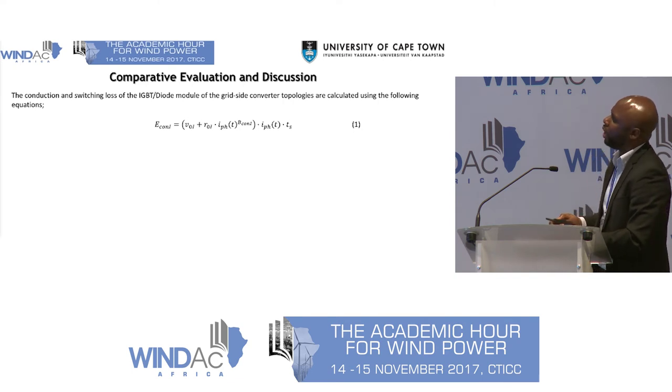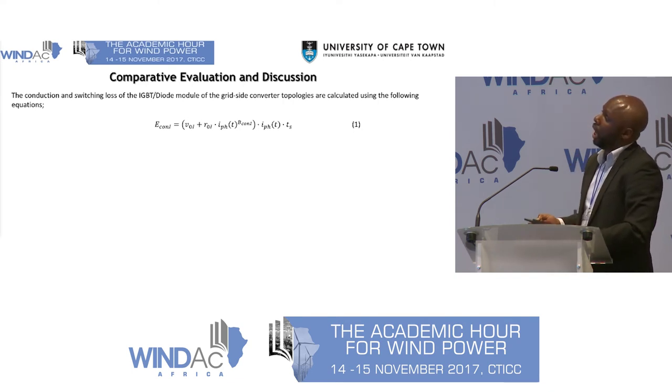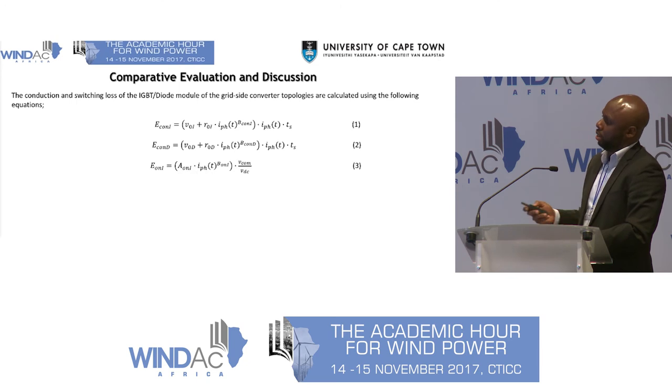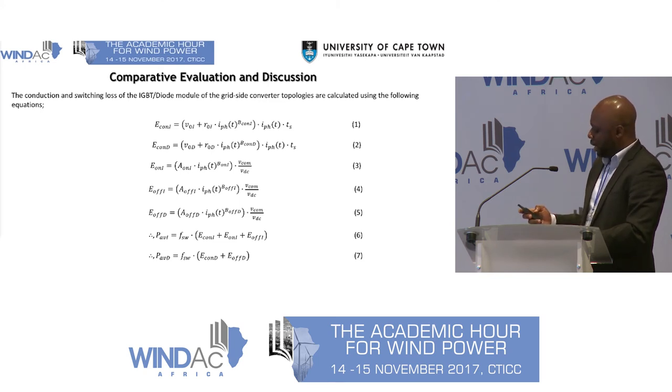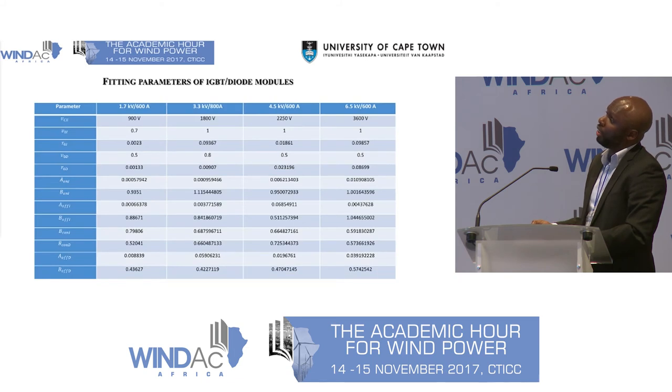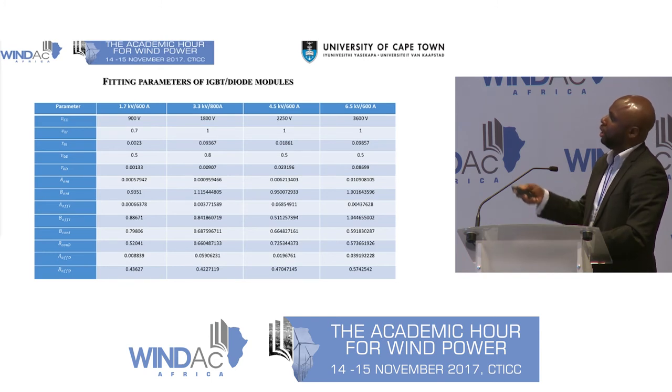This is the equation for the on-state of the IGBT, the equation for the on-state of the diode, the turn-on energy equation for the IGBT, the turn-off for the IGBT, the turn-off for the diode, and our average power loss of the IGBT module, and the average power loss for the diode. And the fitting parameters for each IGBT and diode module used in the previous topologies were extracted from the manufacturer's data sheet, and these are the parameters that we obtained.